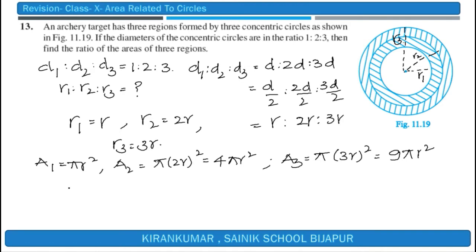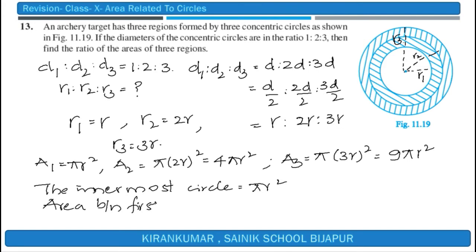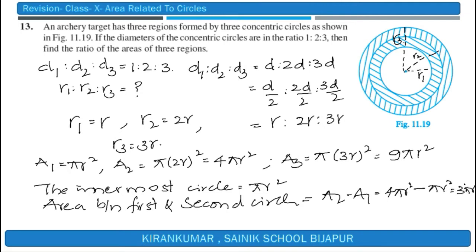These are the areas. The region between the first and the second circle is given by a2 minus a1. The innermost circle is pi r square. Area between the first and second circle is a2 minus a1, which is 4 pi r square minus pi r square. We get 3 pi r square.